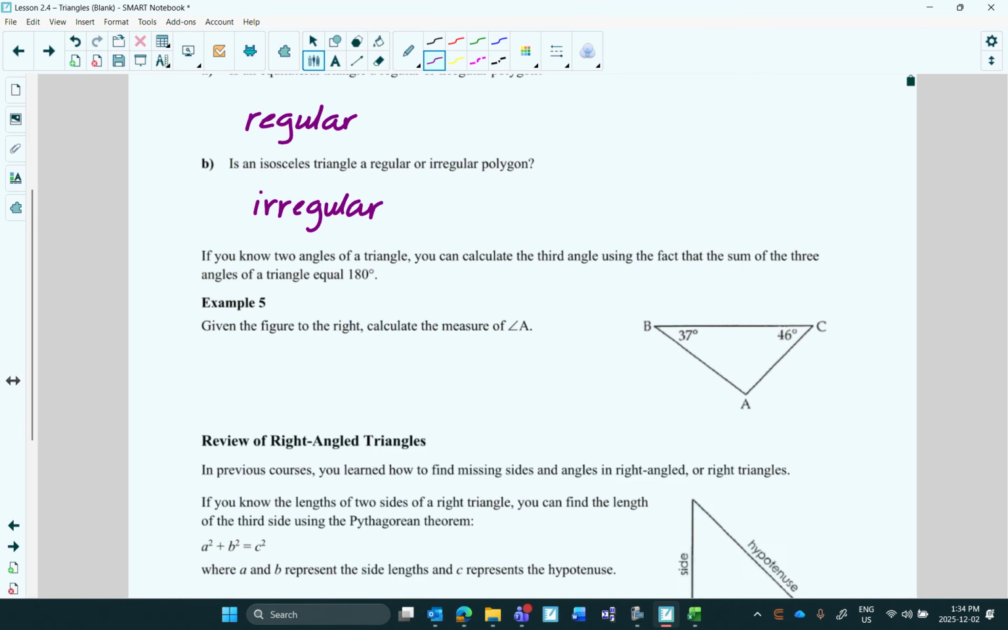We've actually already been doing this with a couple of questions, but we can find a missing angle in any triangle if we know the other two angles by subtracting the sum of them from 180. So if I wanted to find angle A in this one, I would add the two angles I know, 37 plus 46, subtract them away from 180, and I get what, 97? Okay. Yeah, 97.